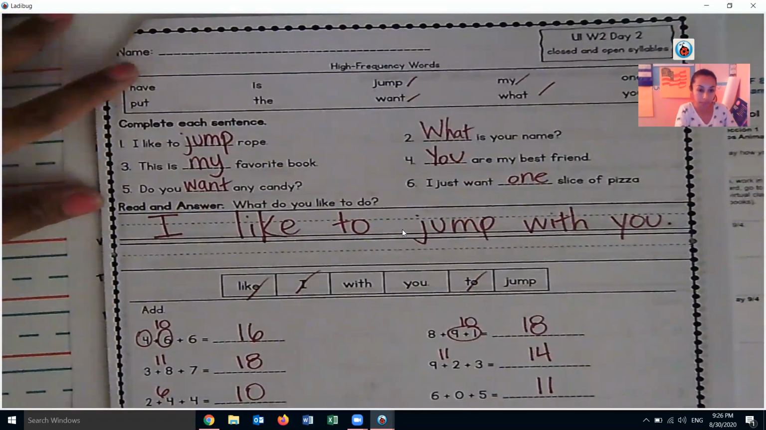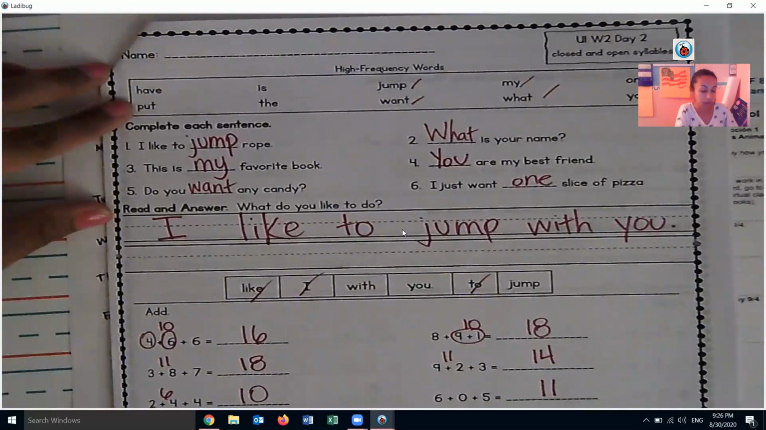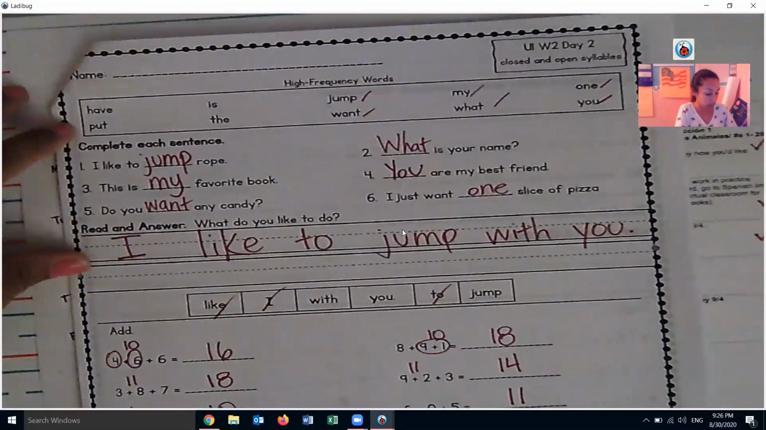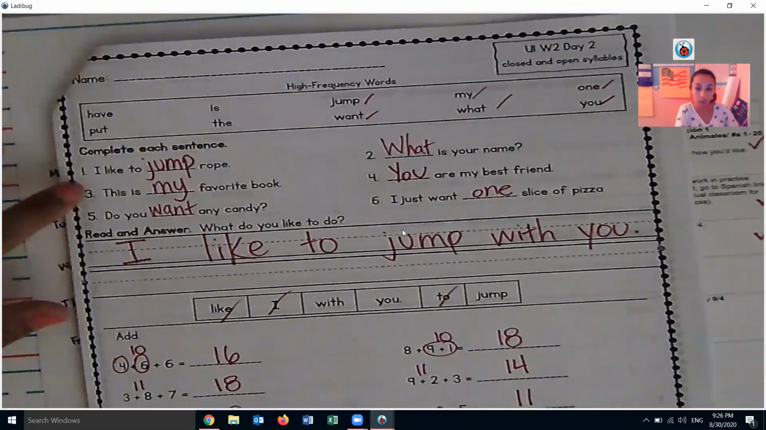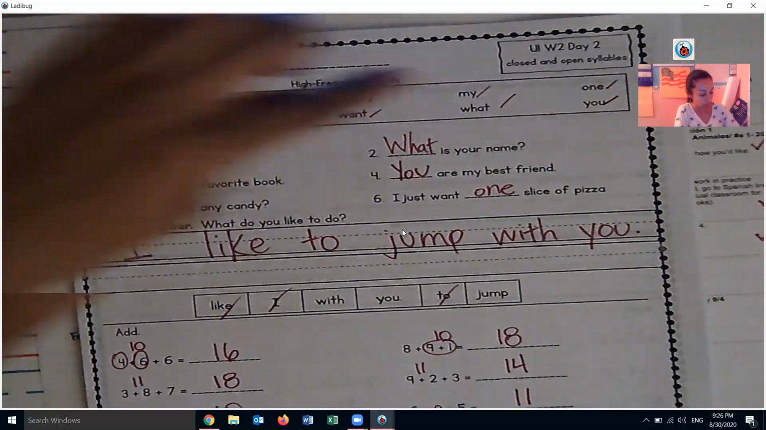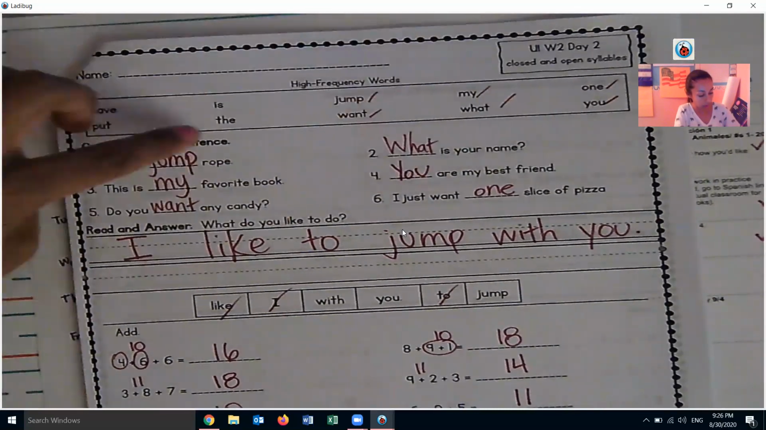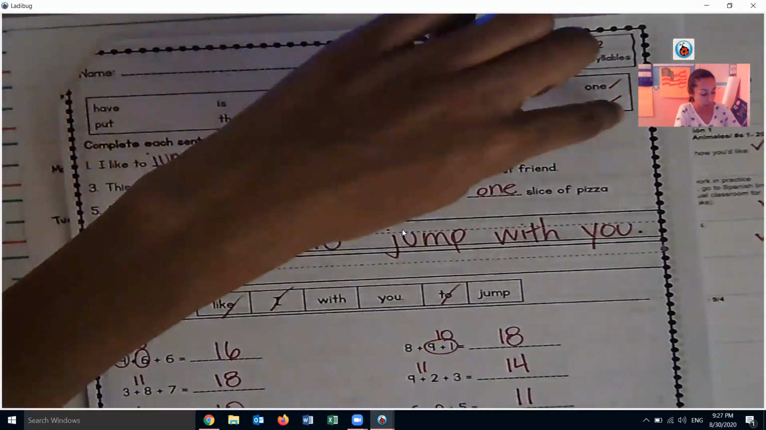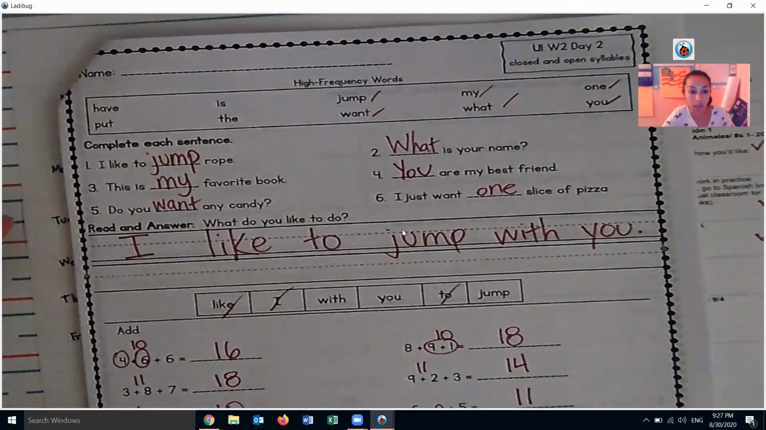The first thing was our high frequency words. There are 1, 2, 3, 4, 5, 6, 7, 8, 9, 10 high frequency words in the box, but we only use 6 of them. So I read them all first: have, is, jump, my, one, put, the, want, what, you. And then I just read each blank to figure out what word fits the blank the best.